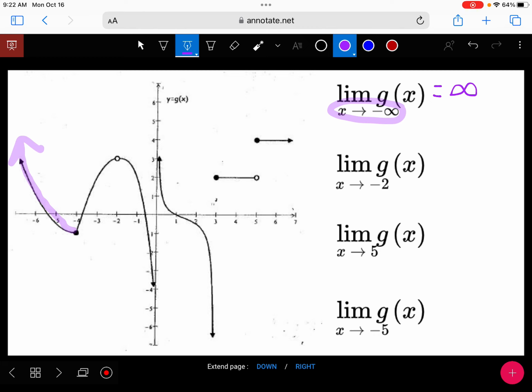As x gets smaller and smaller, my y value goes up. As x continues to the left forever, the output increases forever.